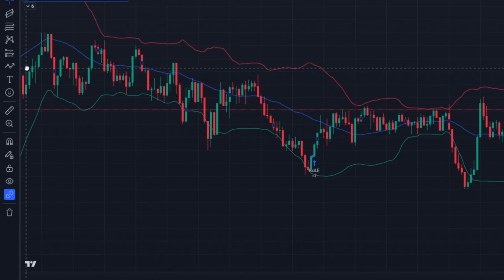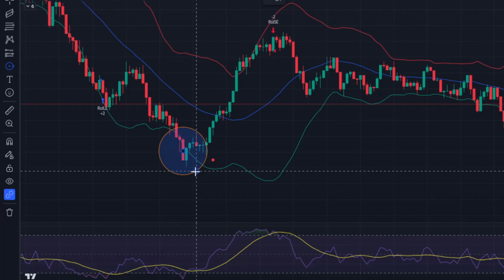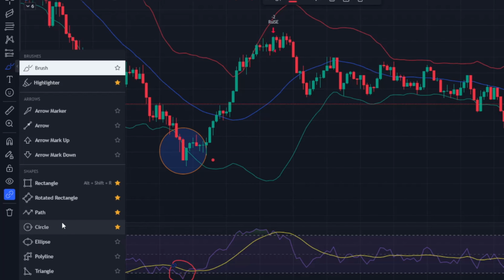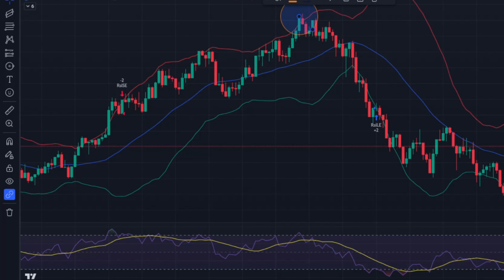Step 4. The trade setup. For this strategy to work effectively, you can only enter a trade if both the Bollinger Bands and RSI align. For a long trade, wait until the price drops below the lower Bollinger Band and the RSI goes below 25. For a short trade, wait until the price rises above the upper Bollinger Band and the RSI goes above 75. This combination filters out many false signals and improves the accuracy of your trades.